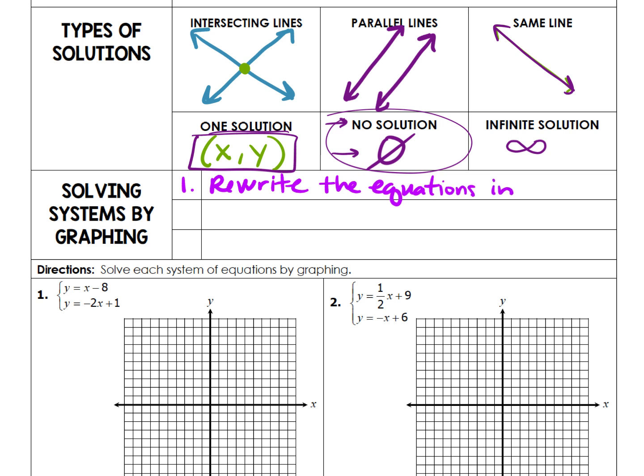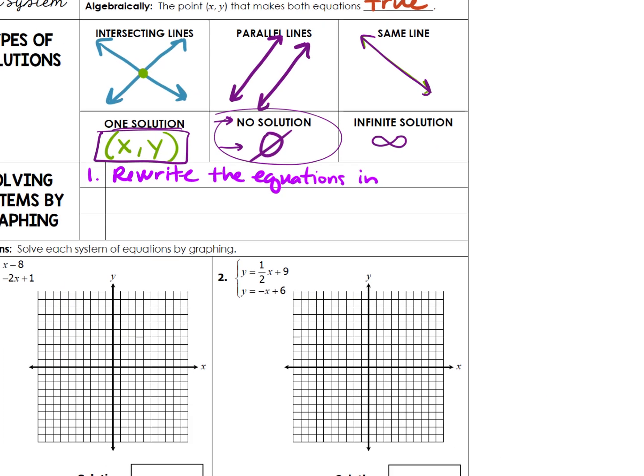in a certain form. Do you know which form is usually the easiest to graph? Which form of an equation? Standard could be arguably an easy one to graph. I would say it's not the most common one to graph. Do you know another form? There's standard form, there's point slope form, and there's slope intercept form. So we're gonna rewrite them in slope intercept form.